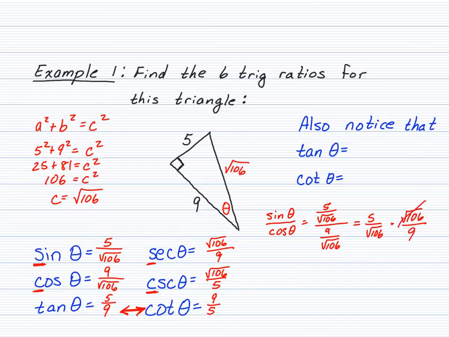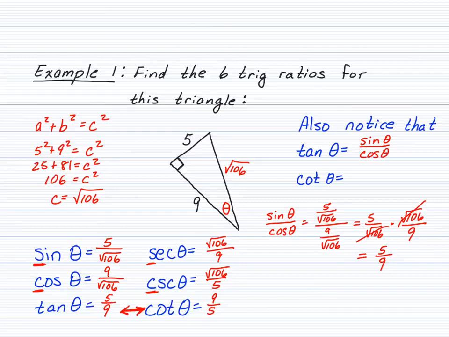And the square root of 106 cancels out, which will leave us with 5 over 9. Now, if you will notice, this is the same thing as this right here. And what that tells us is that the sine of theta divided by the cosine of theta is always going to give us tangent of theta. So tangent of theta is equal to sine divided by cosine.